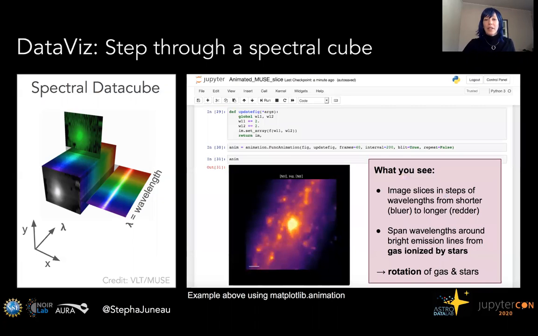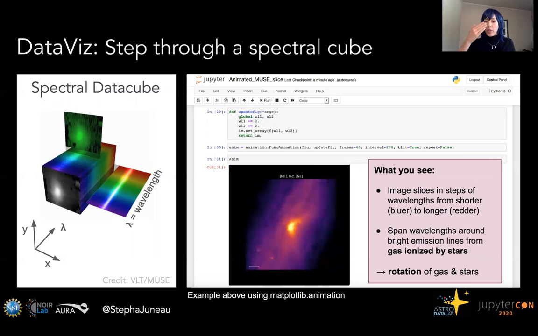So to examine this, this is a notebook that I wrote that uses matplotlib animation in order to call a function, and the function is very simple. It would just make a slice in the cube around certain colors, and it will step through. So we'll step from shorter wavelength to longer wavelength. And what happens is the light from this hot gas will shift blue or red depending on the motion.